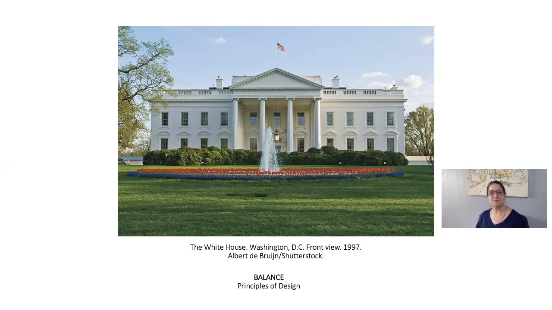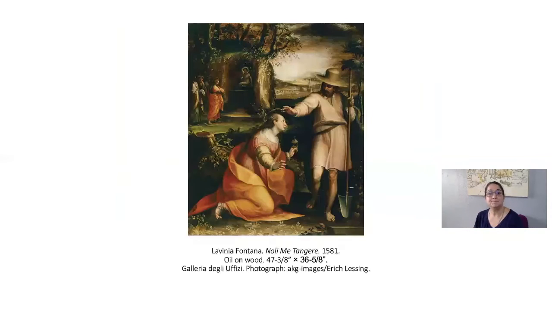Balance is another principle of design, and a symmetrical balance is easy to remember because it looks like if you cut it in the middle, it would be a mirror image. And certainly our White House in DC is an example of architecture and design that's based on balance and unity. And in this case, what it communicates is strength, history, and power because of its certainty.